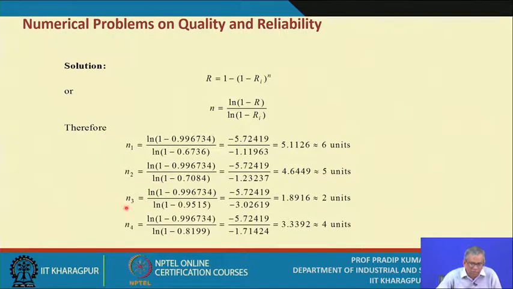Similarly for subsystem 3, you need 2 more units to be added as redundant units, which is essentially a system with standby. The more standbys you add, that means the more redundancy you add to the system, and this is one way you can improve the reliability of the system. Similarly for the fourth subsystem, you need to consider 4 units, so that you can achieve this target value of reliability from the existing 0.8199.